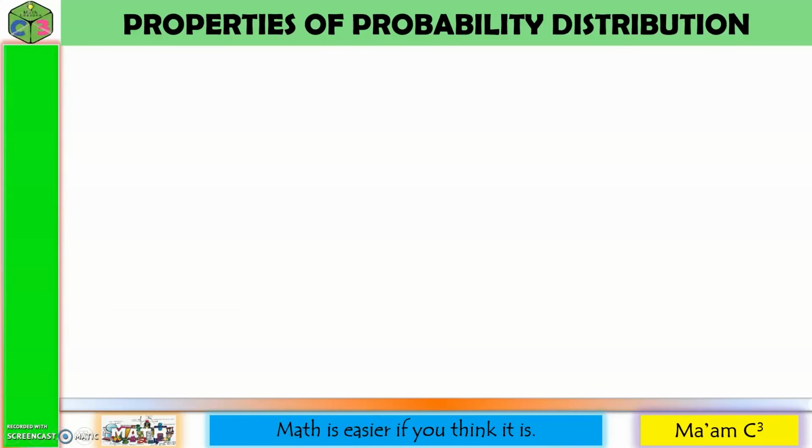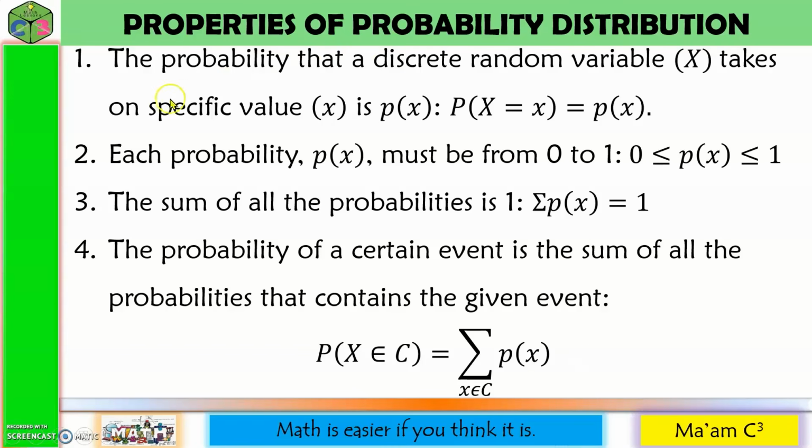This time, let us discuss the properties of probability distribution. Number 1, the probability that a discrete random variable takes on a specific value is P of x. In symbol, P of X equals x. Number 2, each probability, the P of x, must be from 0 to 1. In symbol, 0 ≤ P(x) ≤ 1. Number 3, the sum of all the probabilities is 1. In symbol, the summation of P of x is equal to 1.